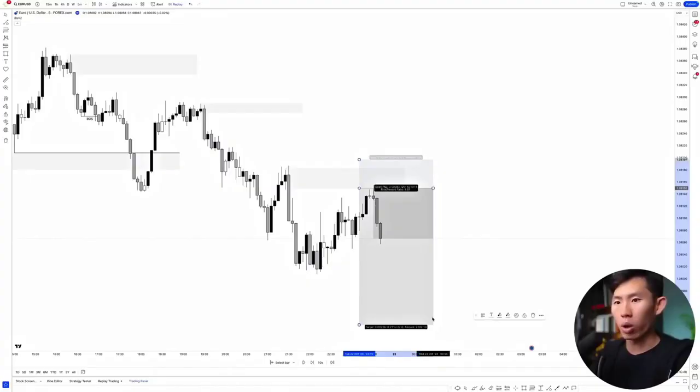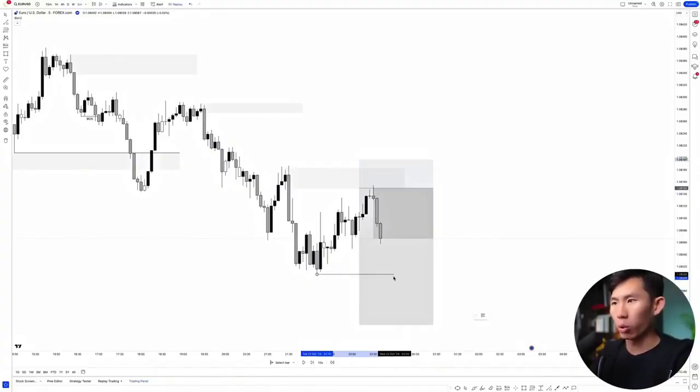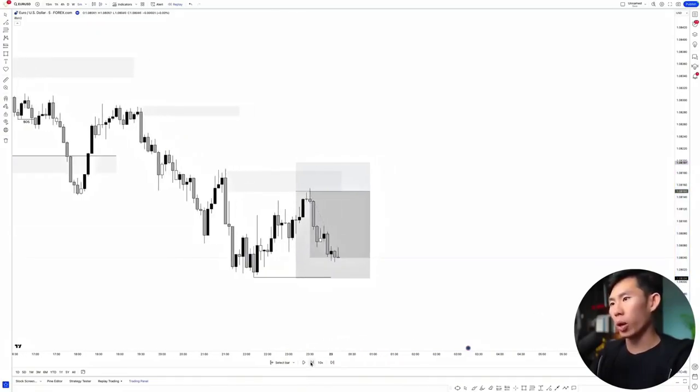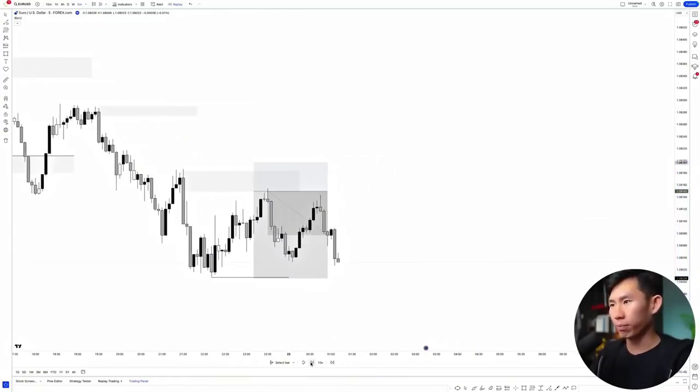At this point, I will target the previous swing low. Once again, where is the previous swing low? Okay, so this will be the previous swing low. You always look towards the left, right? So this is the previous swing low. Target just right there. And then let's see whether we hit take profit right there.